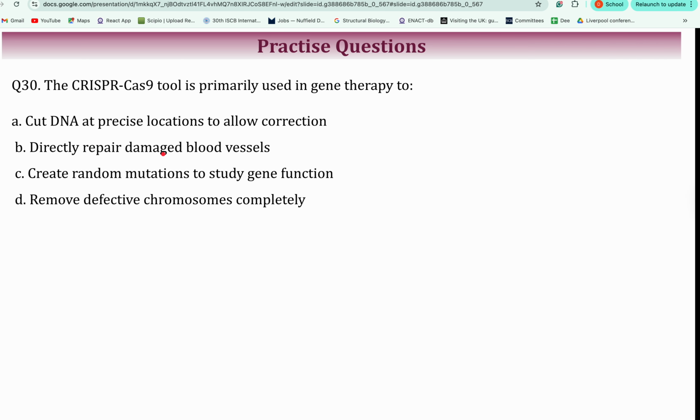Now the last question for today's session is, the CRISPR-Cas9 tool is primarily used in gene therapy to: Option A, cut DNA at precise locations to allow correction. Option B, directly repair damaged blood vessels. Option C, create random mutations to study gene function. And option D, remove the defective chromosomes completely.